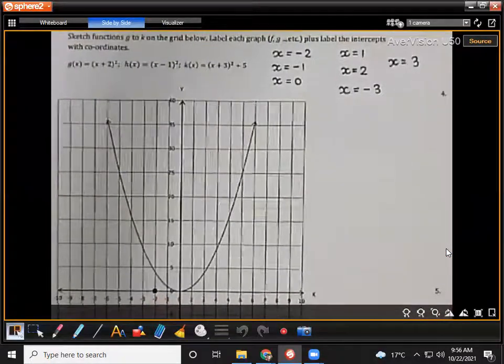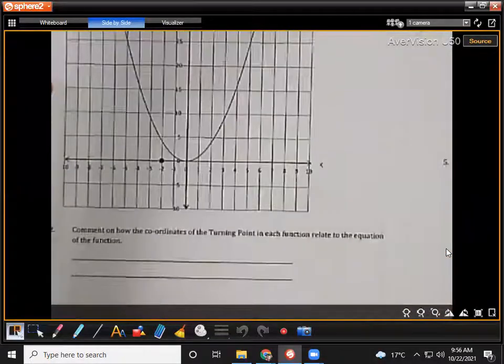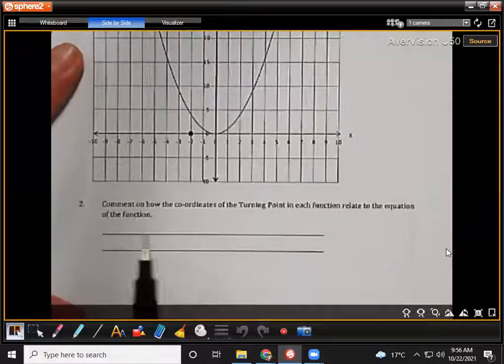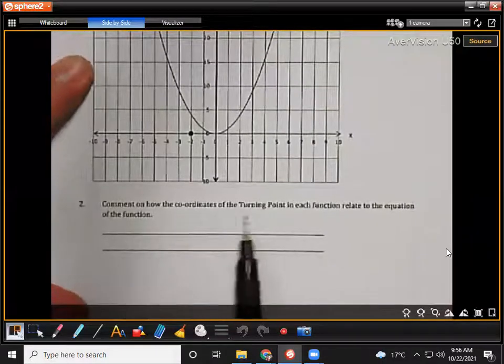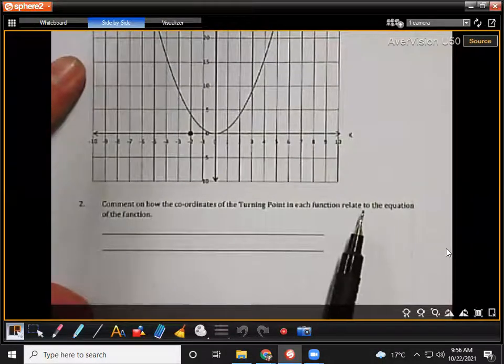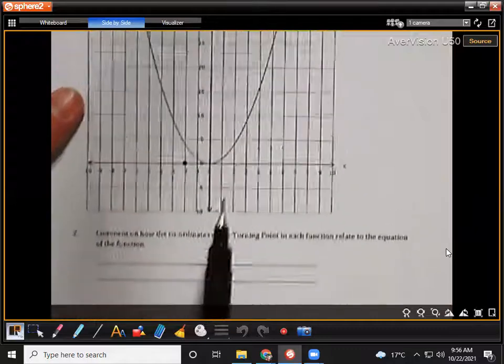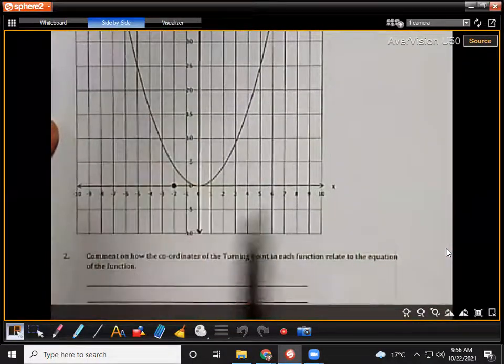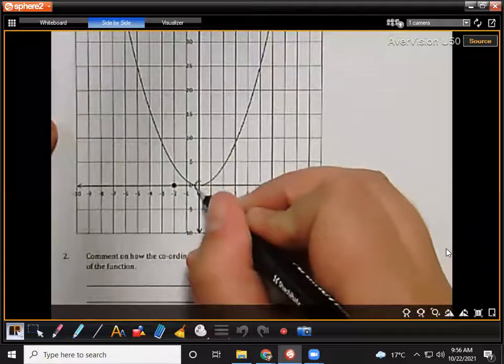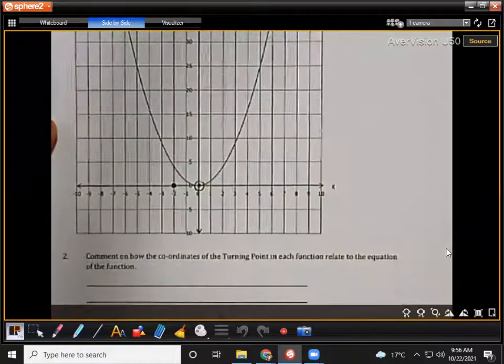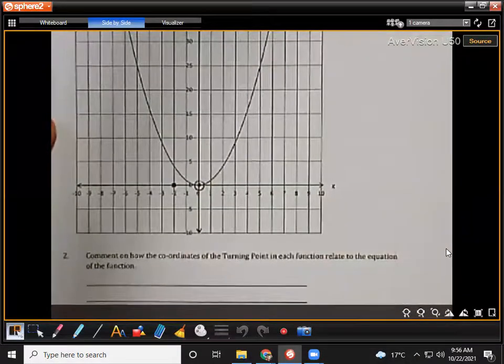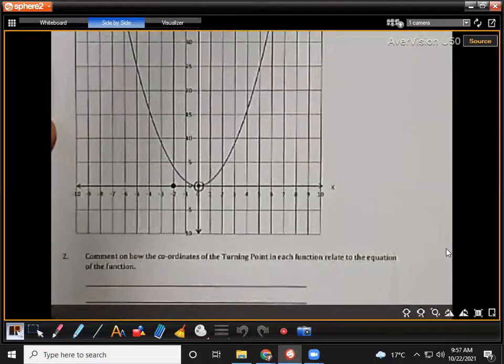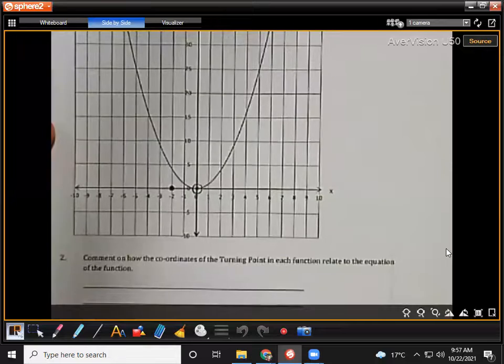Okay, then once you've drawn all 3 of these graphs, they're asking you some questions. Comment on how the coordinates of the turning point in each function relate to the equation of the function. Guys, what is the turning point of this graph that they've given us here? 0, 0. Right, so that is the turning point of a parabola, guys, literally the point where it turns. Okay, so you must look at the coordinates of each of those turning points and comment on them in relation to the actual equation.